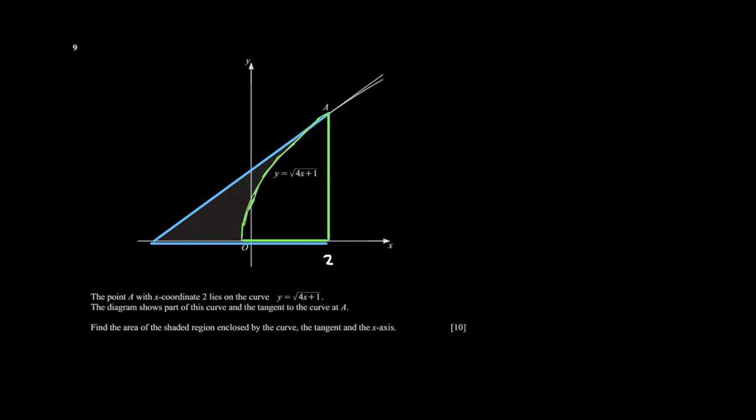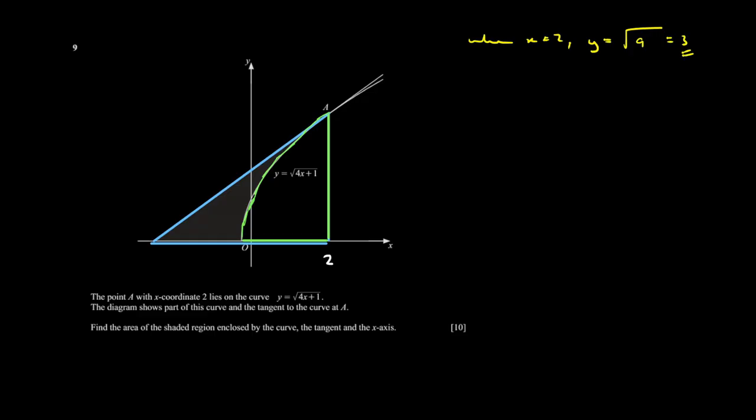How could we find that y coordinate? Well, we can just substitute x is 2 into the curve, can't we? So when x is equal to 2, what's going to happen? We get y is equal to the square root of 4 times 2, which is 8, plus 1, which is 9. So y is equal to 3. So the y coordinate of A is 3.